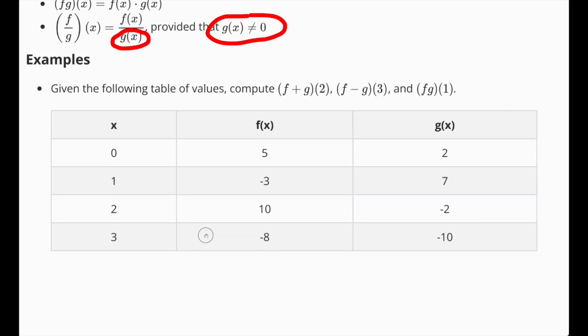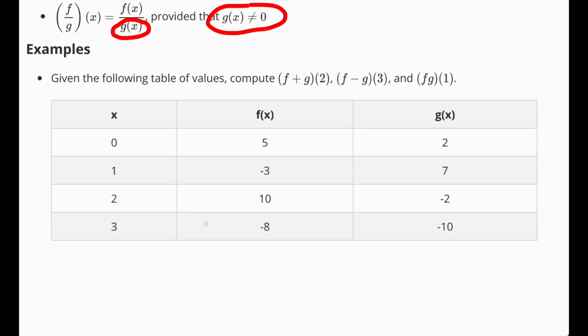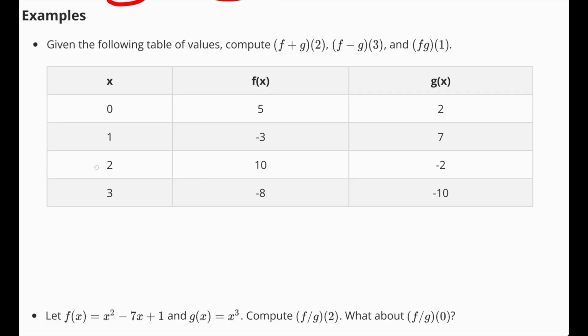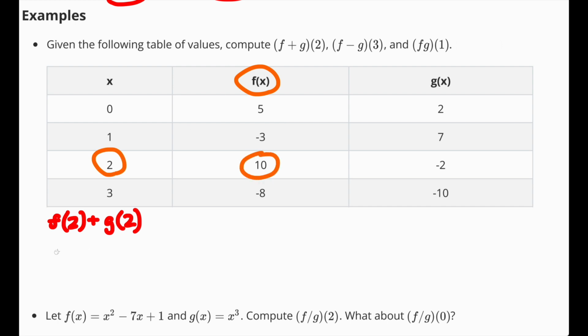All right, let's look at some examples. It says, given the following table of values, compute f plus g of 2, f minus g of 3, and f times g of 1. So to do this, I'm going to break this down like so. The first one, f plus g of 2, is basically going to be f of 2 plus g of 2. We're going to use f of 2 right here. There's f, there's 2, and where they intersect, f of 2 is equal to 10. And we're going to add it to g of 2. Here's g, here's 2, and we're going to add it to negative 2. 10 plus negative 2 is going to be 8, and that's our first answer.